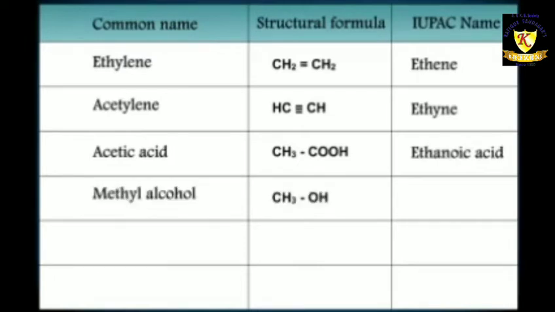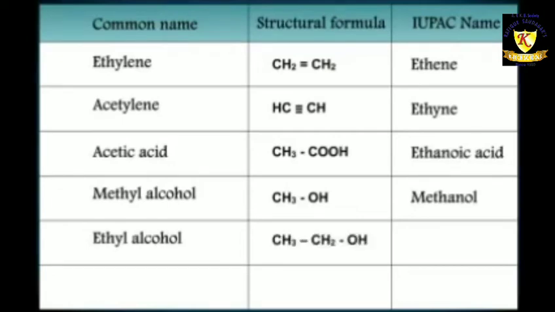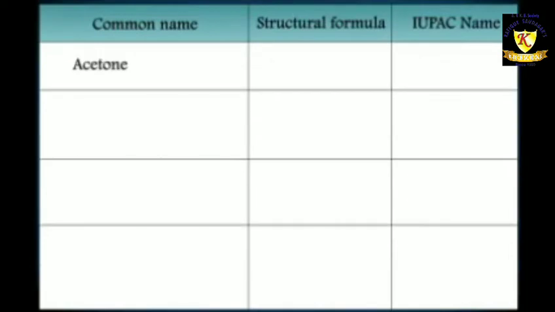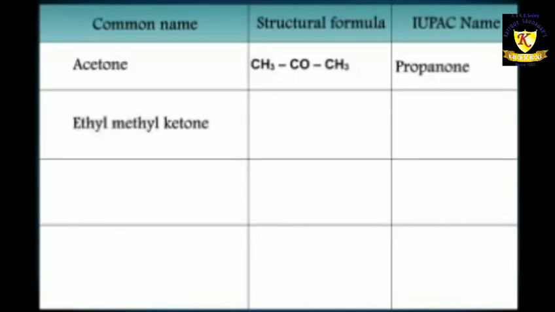Methyl alcohol, CH3OH, methanol. Ethyl alcohol, structural formula is CH3CH2OH and IUPAC name ethanol. Acetaldehyde, CH3CHO, ethanal. Next, acetone, CH3COCH3, propanone. Next, ethyl methyl ketone, CH3COCH2CH3, butan-2-one.